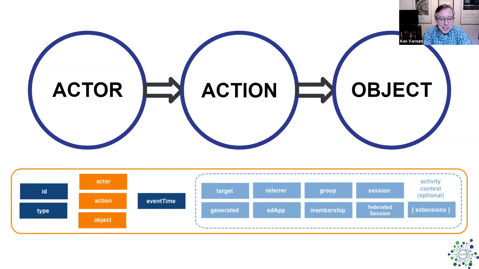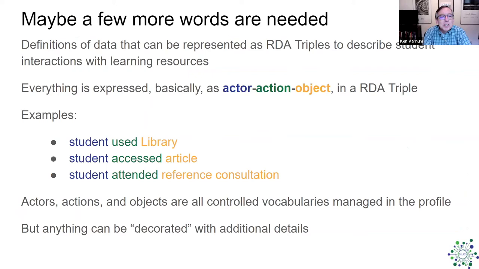So if we go to the next slide, I can give you a few more words. In examples for library type actions, you could have something that was very generic. A student used a library. That's very nice. It helps you count how many students might have used the library. And if you're thinking in the physical space, that might be a gate count, basically, how many people walked in. A student accessed an article. Which is also something useful and more on the counting side. A student attended reference consultation. These are all very simple, straightforward statements of fact, statements of things that happened.